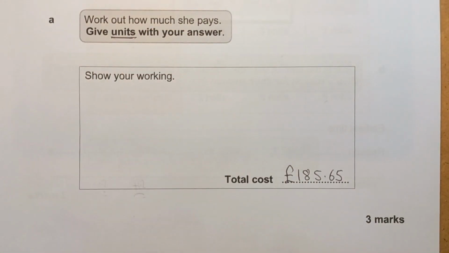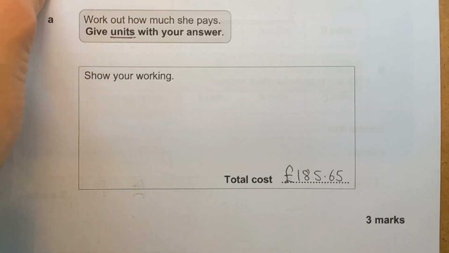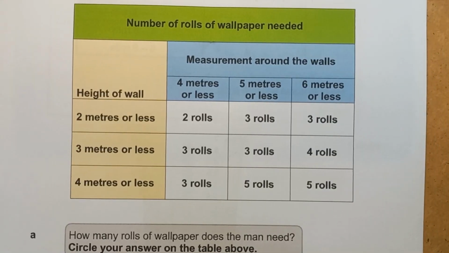So that's telling us to put the pound sign in there. This is our units. If we were measuring, it would be centimetres or kilograms or whatever, but when it's money, it's going to be the pound sign or euros or dollars, whatever we're using.